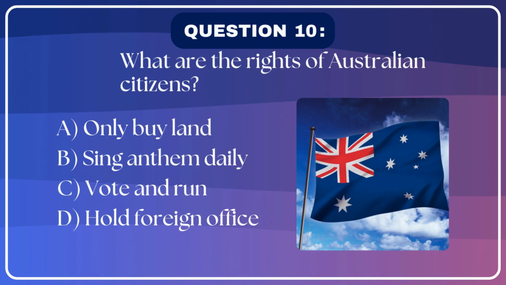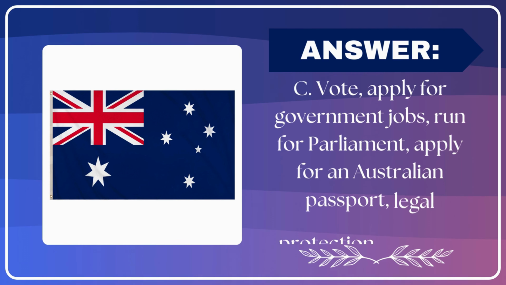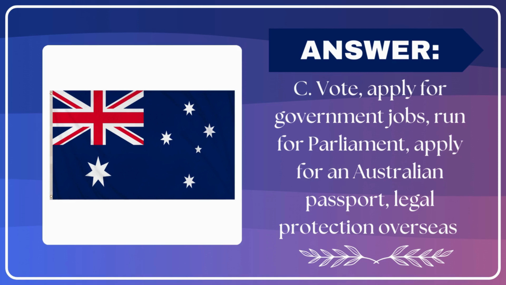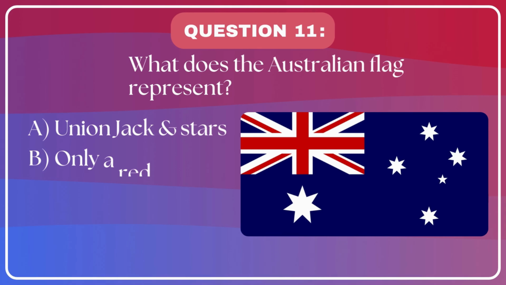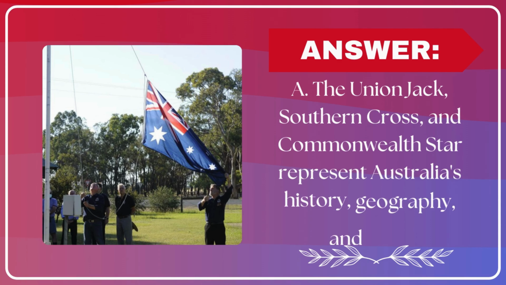What are the rights of Australian citizens? Vote, apply for government jobs, run for parliament, apply for an Australian passport, legal protection overseas. What does the Australian flag represent? The Union Jack, Southern Cross, and Commonwealth Star represent Australia's history, geography, and unity.